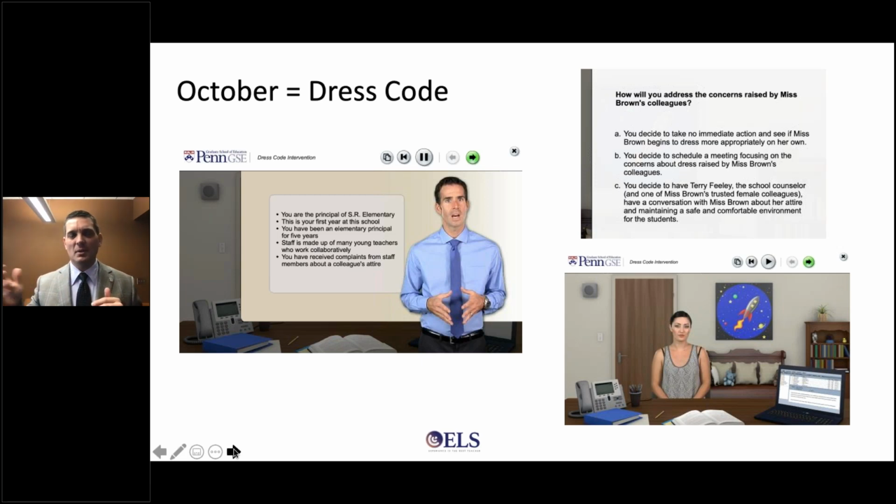You don't get to see her till about halfway through the simulation. But what happens is people are complaining about her dress code and the attire that she's wearing. And you have to decide, what do I do with her, and do I address it? When I facilitate this in person, what's great is you come to the first decision point and it says, how will you address the concerns raised by Miss Brown's colleagues? A, you decide to take no immediate action and see if Miss Brown begins to dress more appropriately on her own. Bad answer. B, you decide to schedule a meeting focusing on concerns about dress raised by Miss Brown's colleagues.